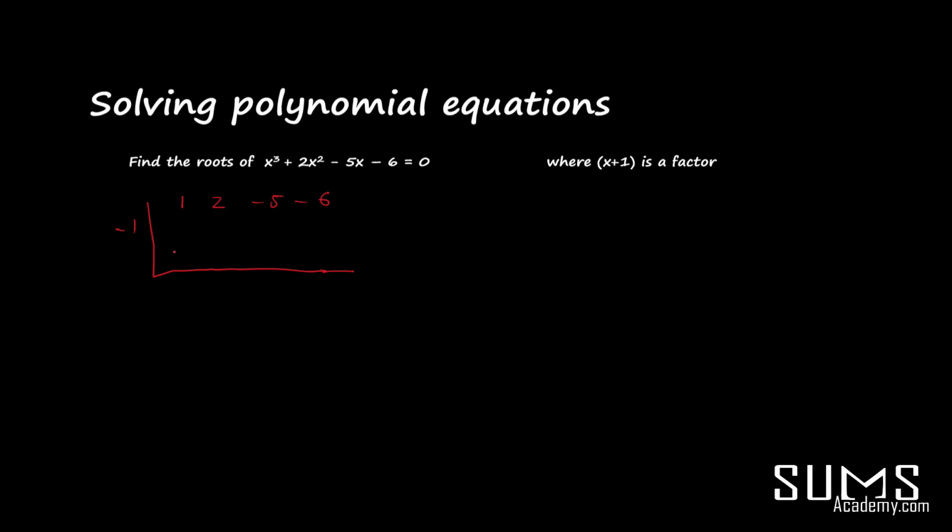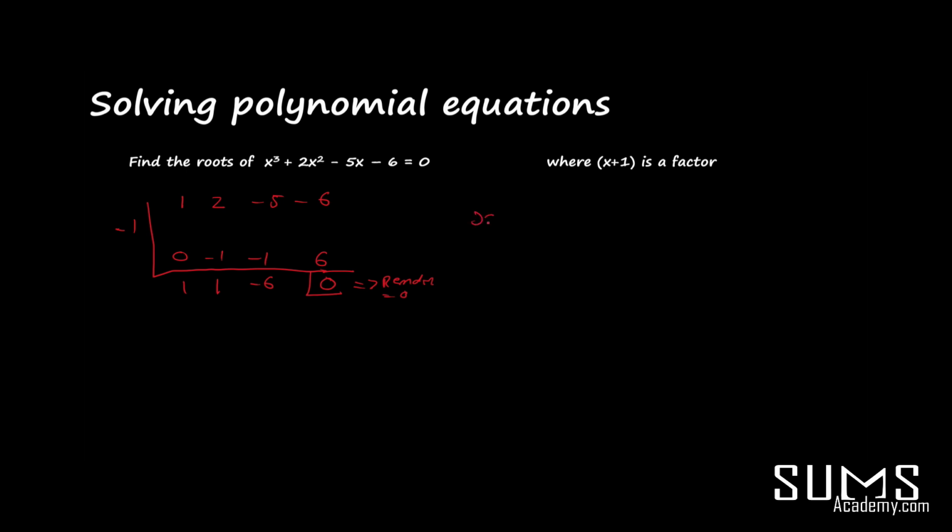Okay, so this is going to be 0, this is going to be 1, this is going to be negative 1, this is 2 plus negative 1, 1, negative 1, negative 6, this is going to be positive 6, and that's going to be 0. So that is a factor. So remainder equal to 0. Okay, great.